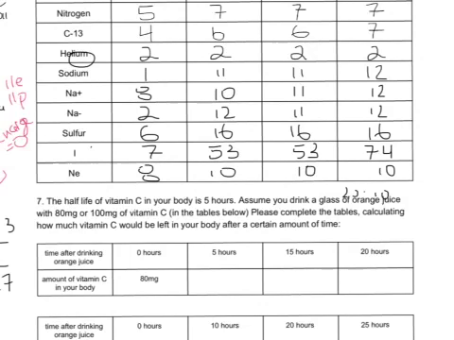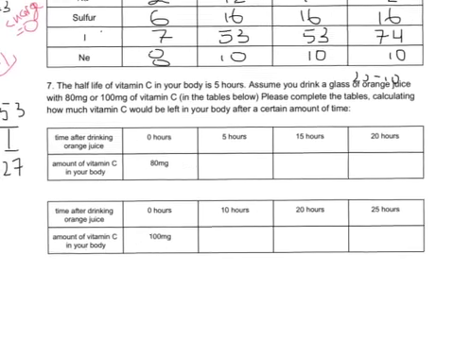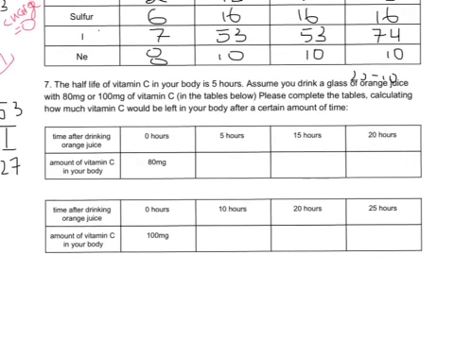Next up, half-life. So if the half-life is 5 hours and we're drinking a glass of orange juice with some amount of vitamin C, what it means is that in 5 hours, half of it will disappear. So for the 80, we start with 80, and this is at 0 hours. After 5 hours, divide by 2. 80 divided by 2 is 40.